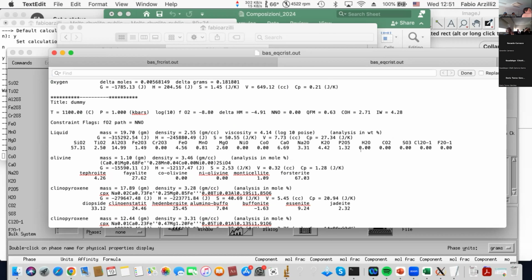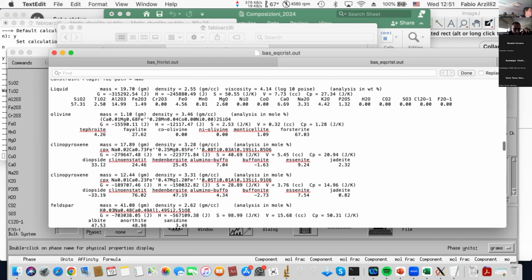Why do you have two pyroxenes? Because they stabilize two different pyroxenes. Okay. So you see that one is diopside 33, and clinoenstatite 24, hedenbergite 25. There is a way to calculate then the amount of diopside and enstatite. Instead, this is different. It is more a clinoenstatite. Possibly this is more an orthopyroxene. No, this is more augite. This is more augite, more or less.